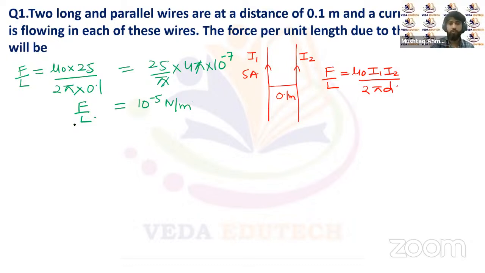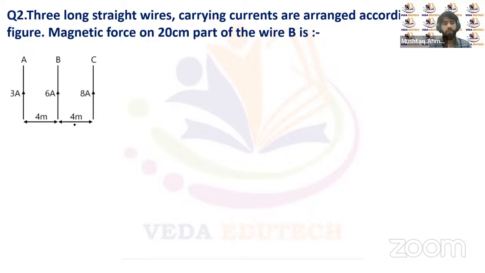Let's move on to the next question. Question number 2 is once again with respect to the force between two current carrying wires. In this question, three long straight wires carrying currents are arranged according to the figure. The current through A is 3 amperes, and through B and C is 6 amperes and 8 amperes, and the separation between two consecutive wires is 4 meters each. We have to find the magnetic force on a 20 centimeter part of wire B.